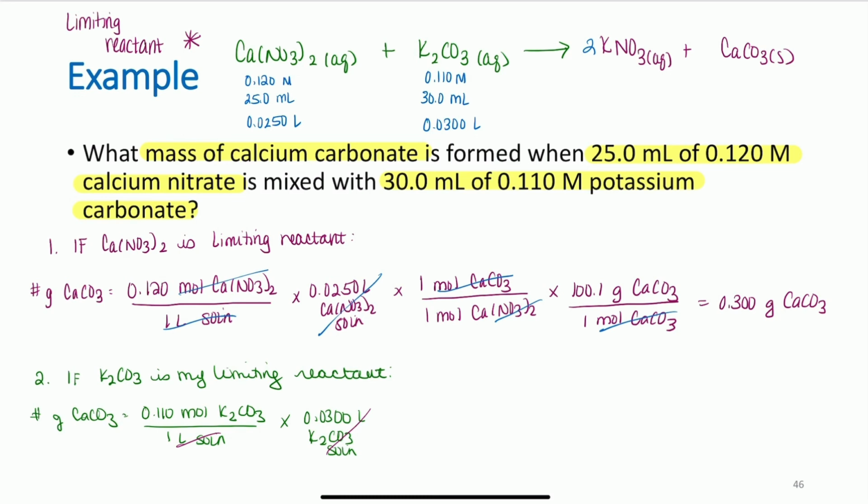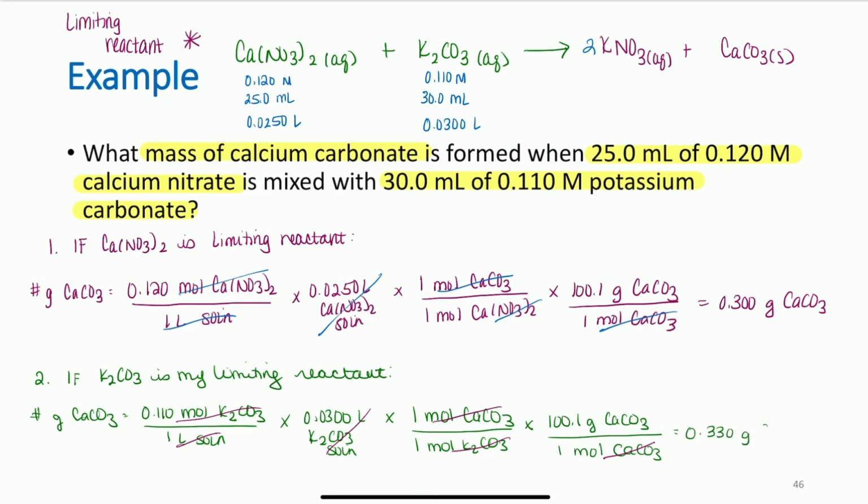So now I solve the problem just like I would any other time. Convert to moles of calcium carbonate. 1 mole of calcium carbonate is produced for every 1 mole of K2CO3 consumed or reacted. This gets me out of moles of potassium carbonate and brings me to moles of calcium carbonate. So now I can convert to grams of calcium carbonate. 100.1 grams of calcium carbonate per 1 mole of calcium carbonate. And when I calculate this through, I get an answer of 0.330 grams of calcium carbonate.